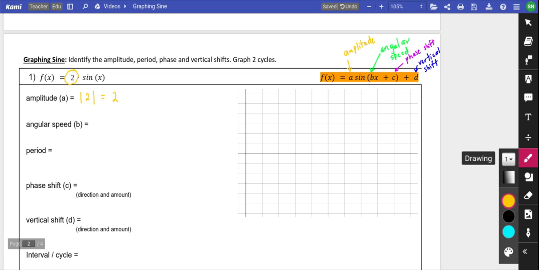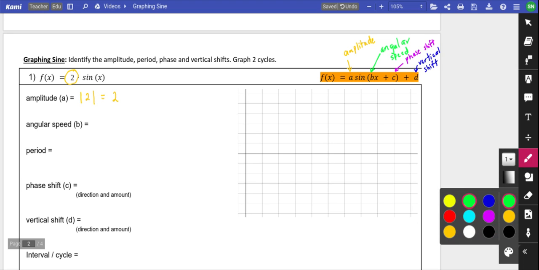We also have the angular speed. Angular speed is the number in front of the x. So in here, there is no number that you can see, which means there is a 1. We're going to say b is equal to 1.